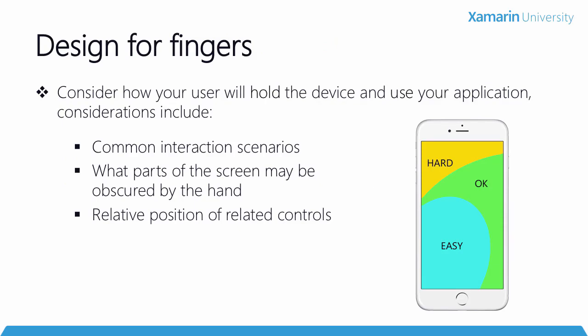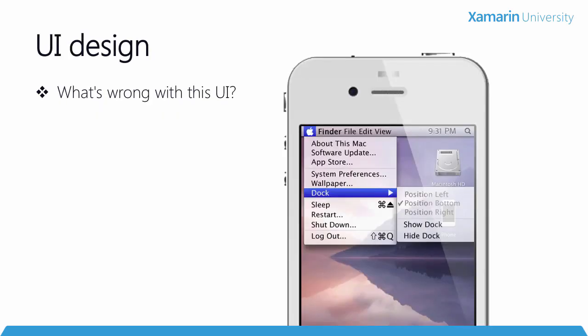Also think about how the user will hold the device, and this should influence your design. So consider where related elements are placed, so how much movement is required to interact with related elements on the screen. Always test your screens on a real device so you can see how the interaction works and what is obscured by your hand as you use the app. And for some applications, you may even want to consider left-handed versus right-handed users.